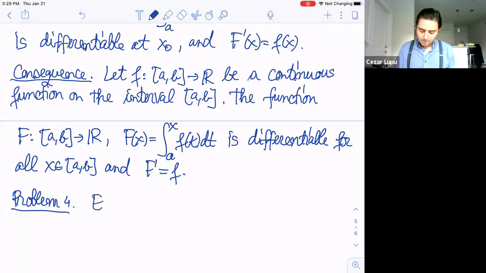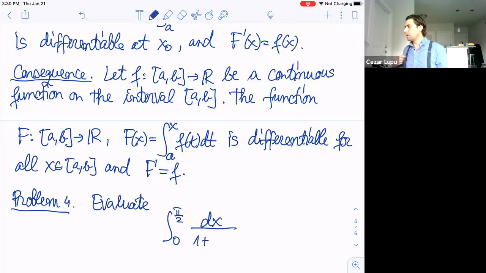And now I would like to do another problem, problem 4, let's say. Since we evaluated the limits of some sequences involving Riemann sums, now let's evaluate some integrals. So now we would like to evaluate this integral, the integral from 0 to pi over 4, pi over 2, I think. I don't recall exactly, but anyway, dx over 1. Let me look it up.